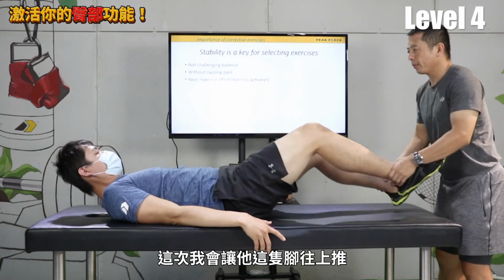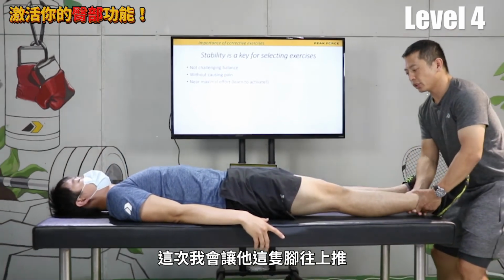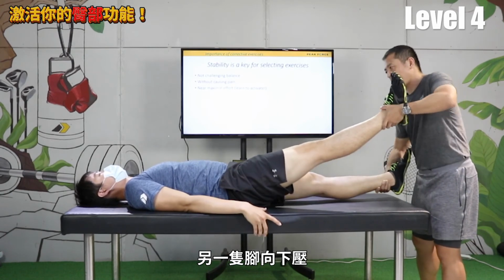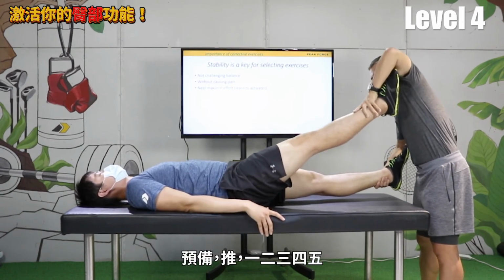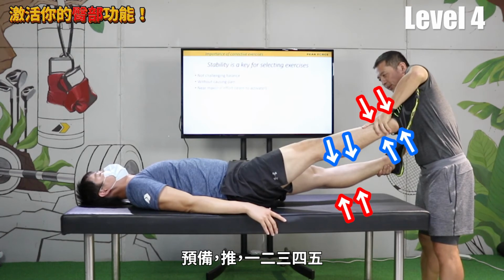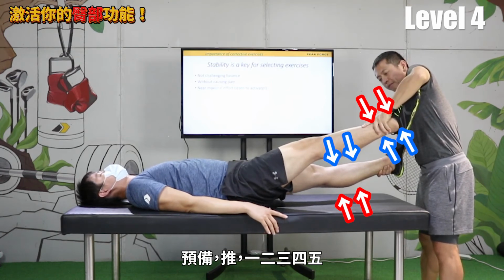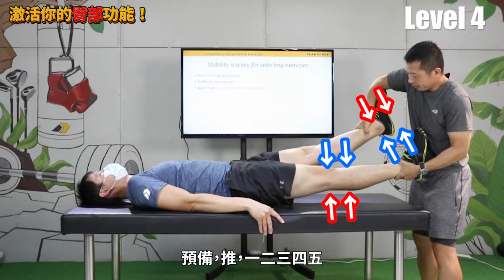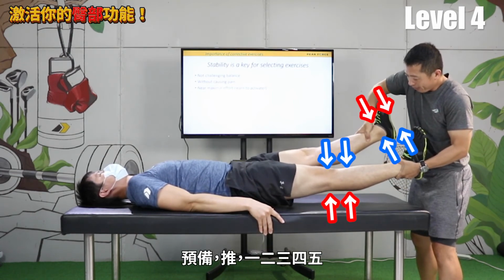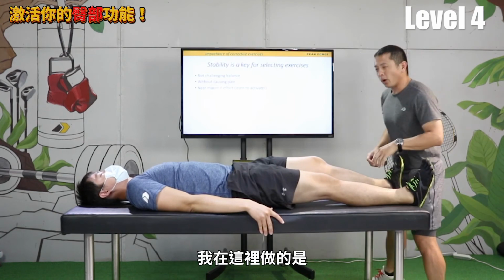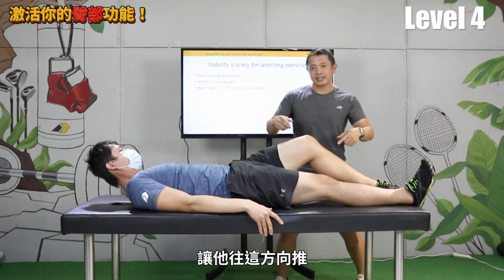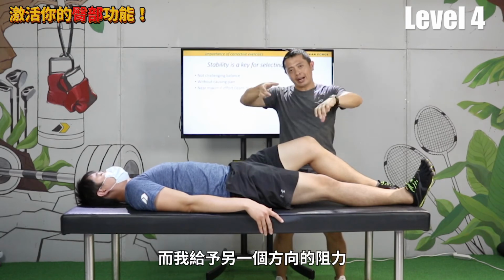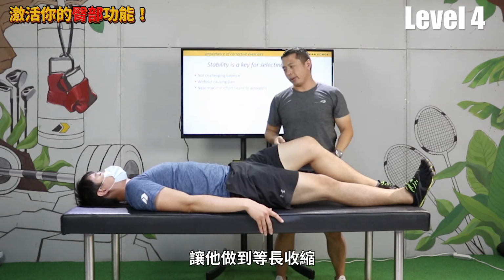Okay, and then I'll show you the other one going this side. So this time I'm gonna actually let him push up with this leg, and then this one to push down. So he's gonna do, ready, go, push, 1, 2, 3, 4, 5. Good. Let's do the other side. Ready, go, 1, 2, 3, 4, 5. Good. Okay. So what I'm doing here is I let him push this way and then this way, and then I'm giving that resistance to do isometric contraction.